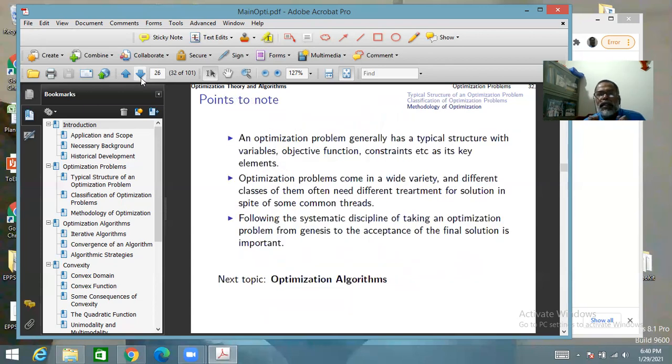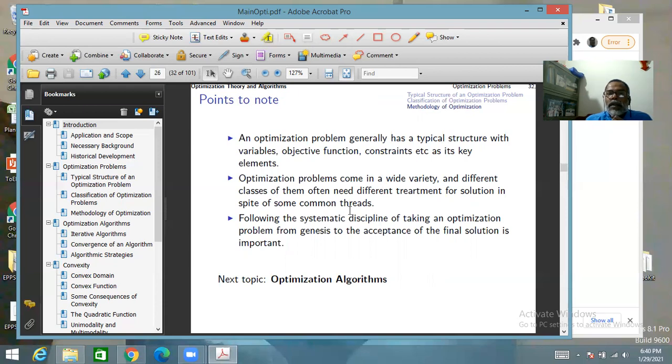Now, let us summarize what we discussed in this lecture. An optimization problem typically has a structure involving variables, objective function, constraints, etc., which need to be clearly identified. Optimization problems come in a wide variety, and different classes of them often need different treatment. This makes it a little involved, difficult, and big area.